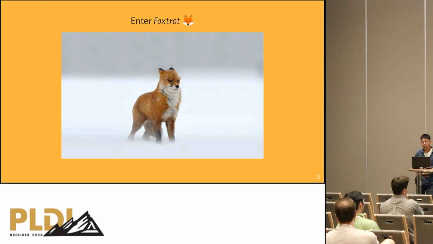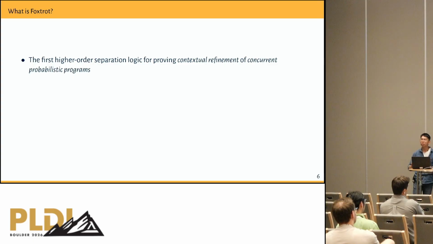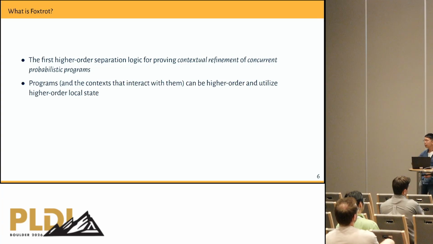To solve this issue, we introduce Foxtrot. So what on earth is Foxtrot? Foxtrot is the first higher order separation logic for proving contextual refinement of concurrent probabilistic programs. It is a very expressive logic, and you can use it to reason about higher order programs or those that utilize higher order local state. We formalize Foxtrot in the Rocq proof assistant on top of the Iris separation logic framework. And despite its name, it has nothing to do with foxes, nothing to do with trots.